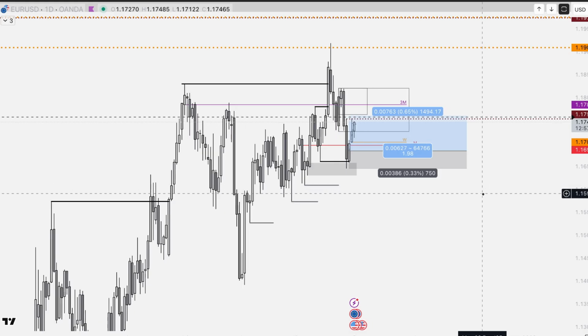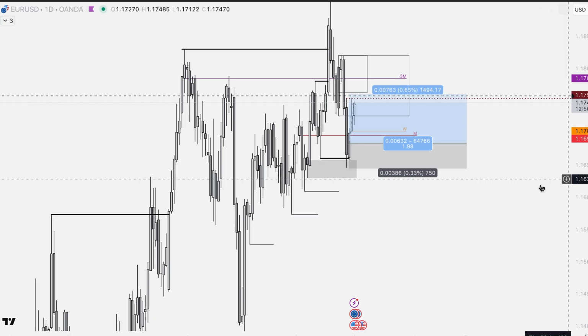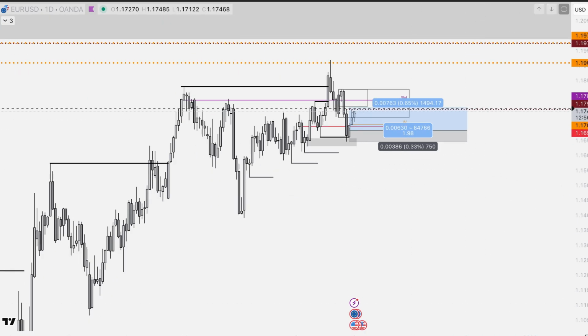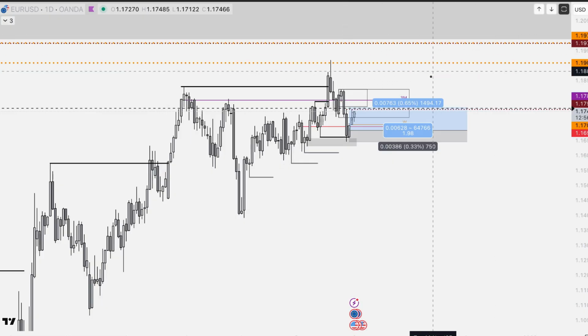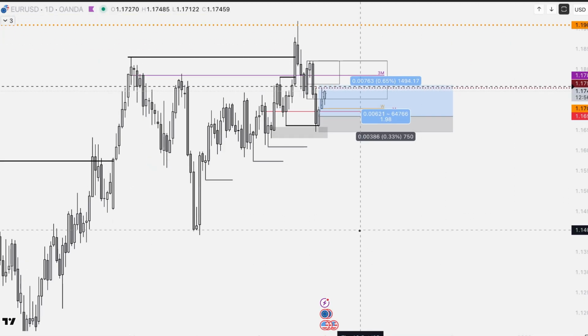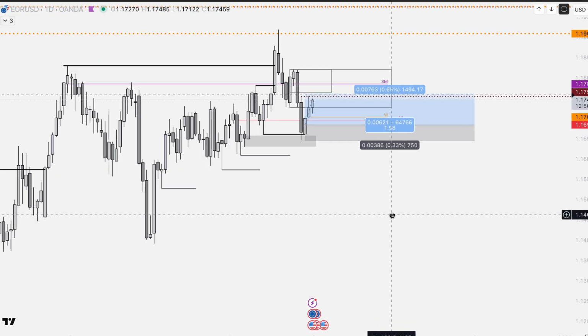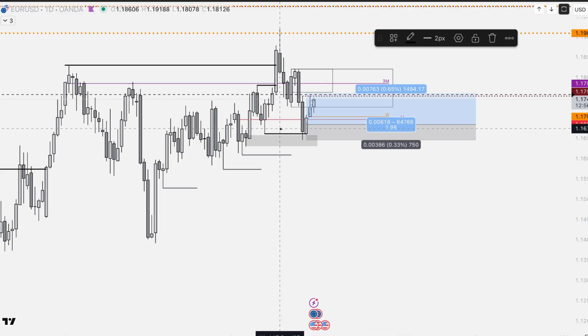First of all, I will start with the Euro USD. On the daily time frame, you can see that the pair is bullish to the upside with this market structure: this high, this low, and then this high. So I generally look for long trades. And here you can see that we grabbed liquidity under this low and then moved straight up.